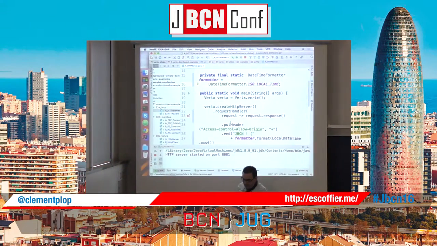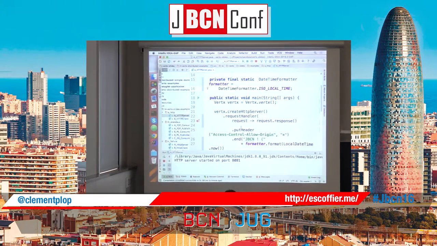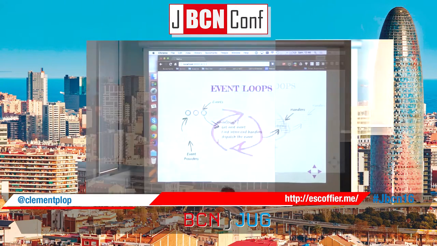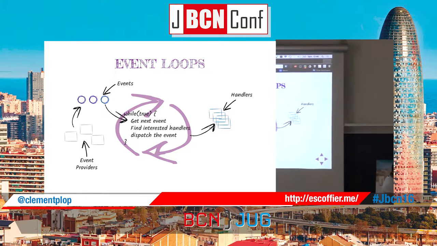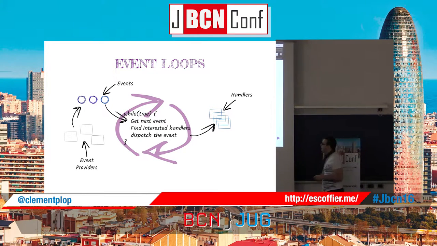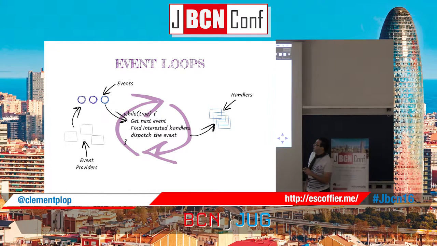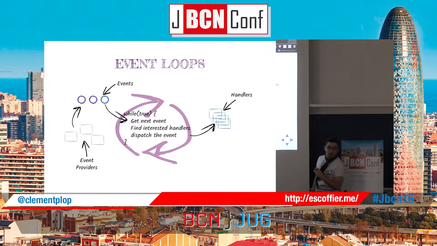But this thread is named event loop. That's weird. But what are event loops? So event loops are old. They come from the 60s, maybe 70s. An event loop is something that takes events as input. So it has a buffer of events, a queue of events here, and has a set of handlers. Good. We already saw what handlers are. And it's actually three lines of code.